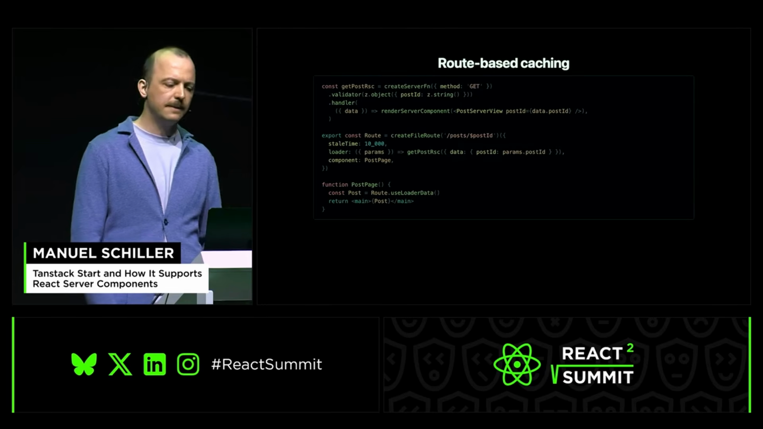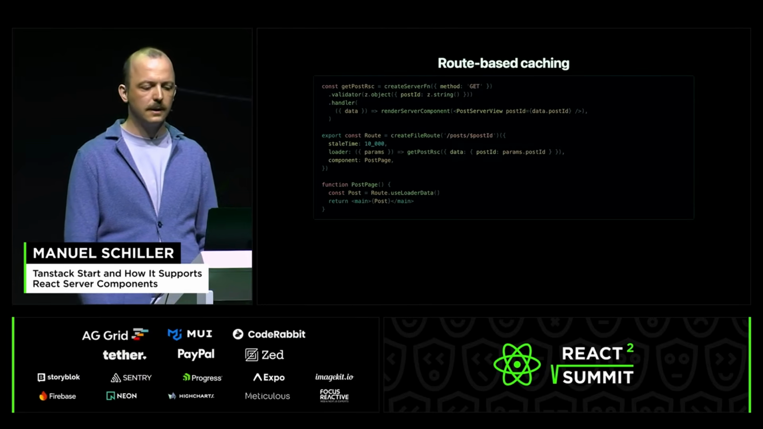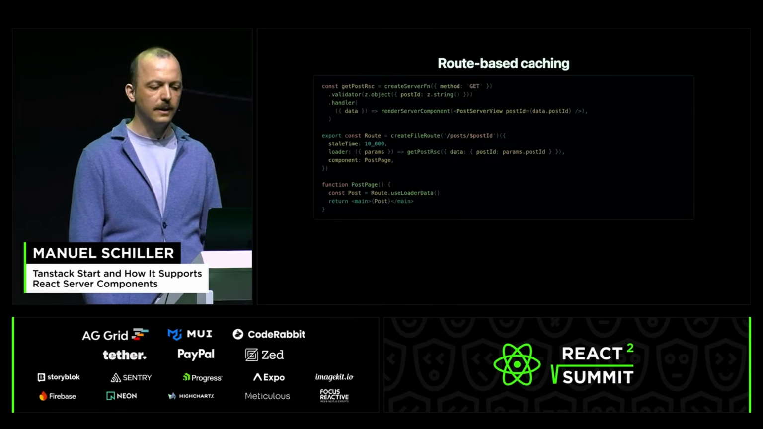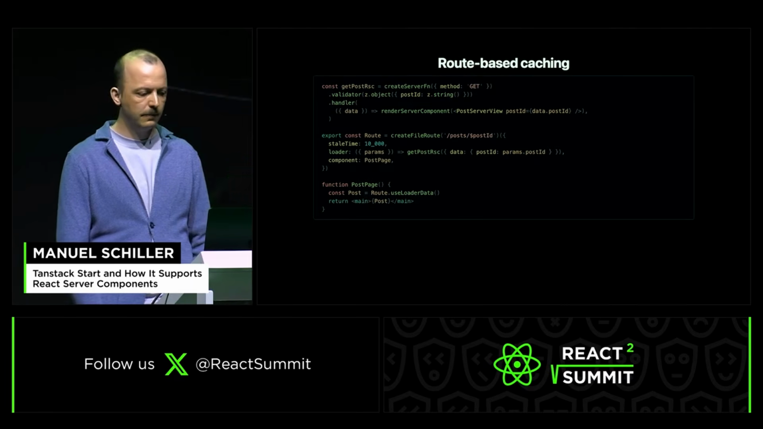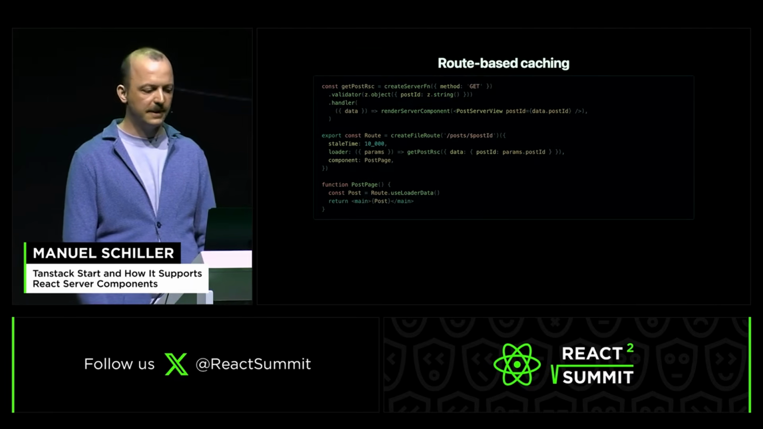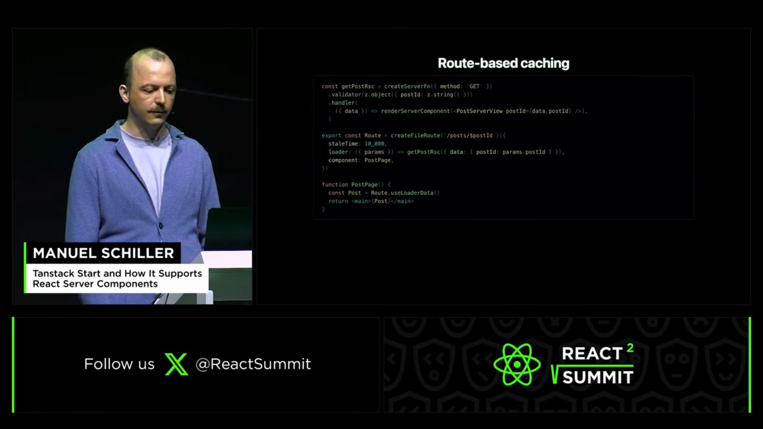So if that response of server rendered UI is used by a route, we can just use the router cache that TanStack Router has, just like any other loader result, which is what we call route-based caching. So if you have server rendered UI that specifically belongs to a single route, just put it in the route loader and return it from there.